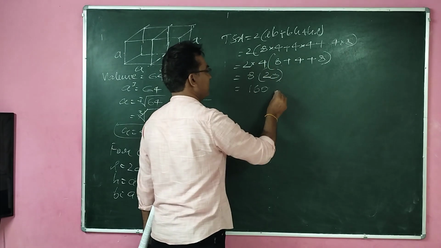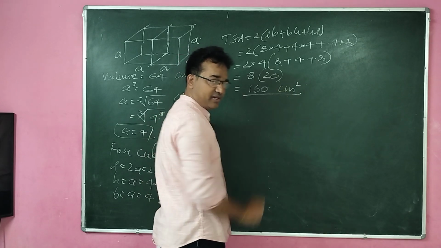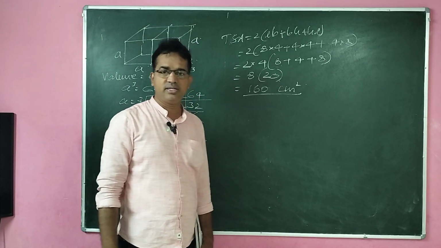What is it? Area, square centimeter. If it is volume, cubic centimeter. Understood? Okay, like that.